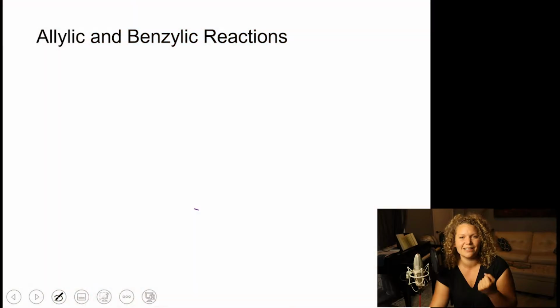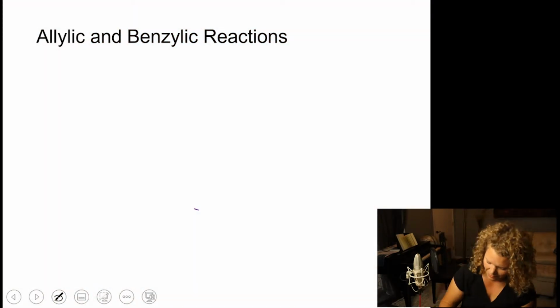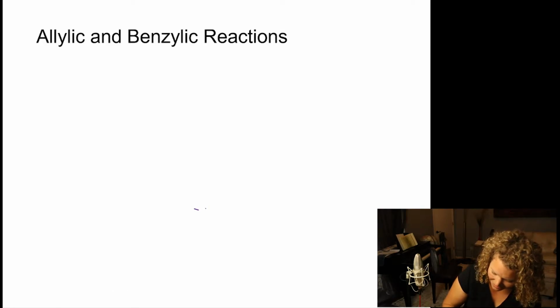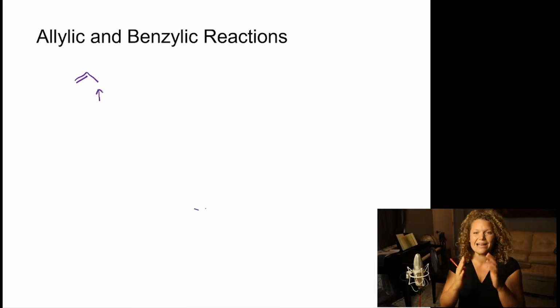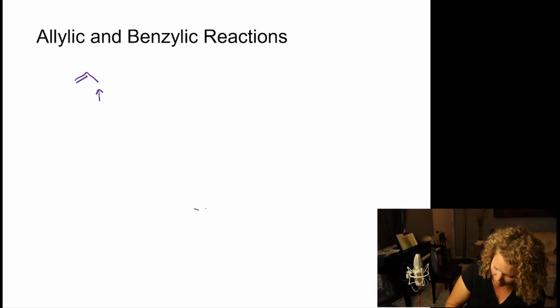Today we're going to be going over allylic and benzylic reactivity. And so I want to first go over some nomenclature for this. For allylic systems, we have this double bond, and it's this position that's right next door to this double bond that we call allylic.